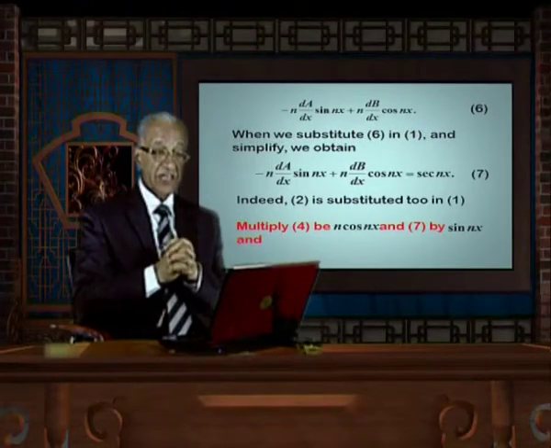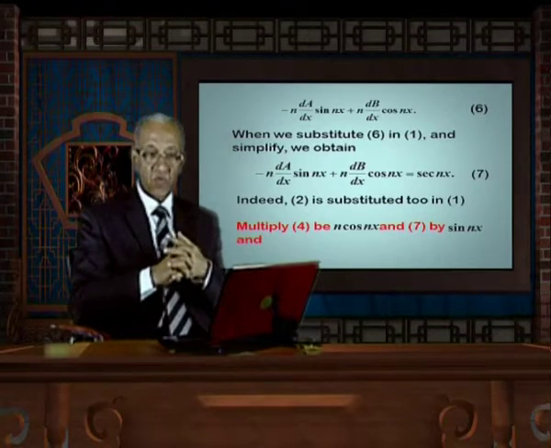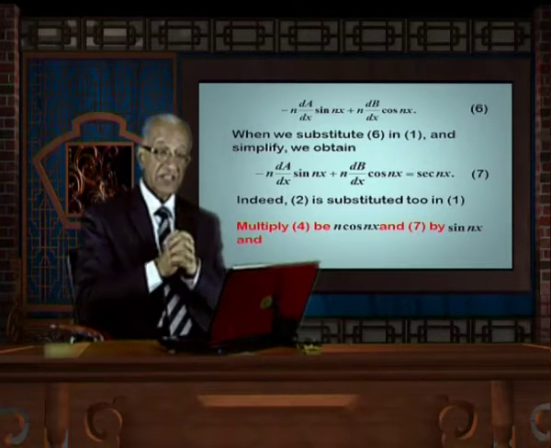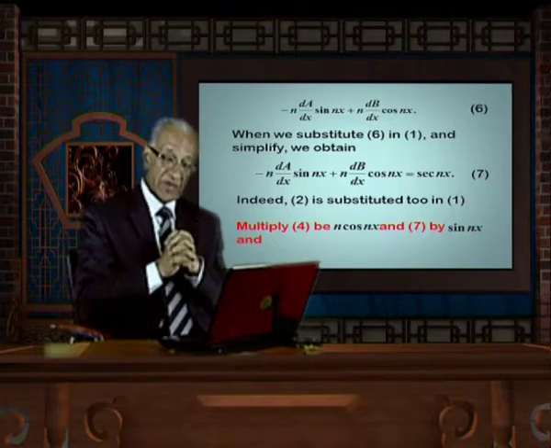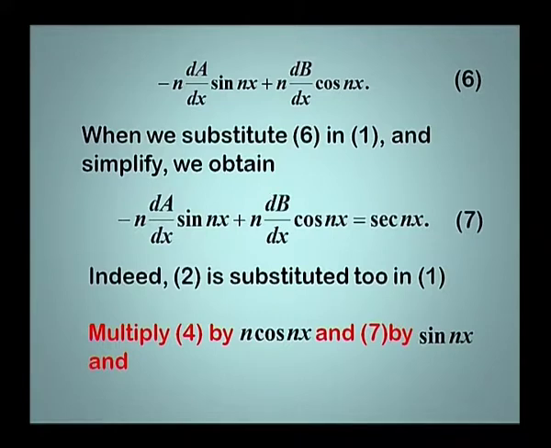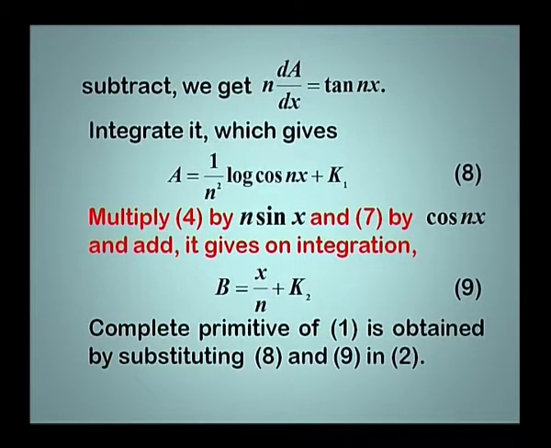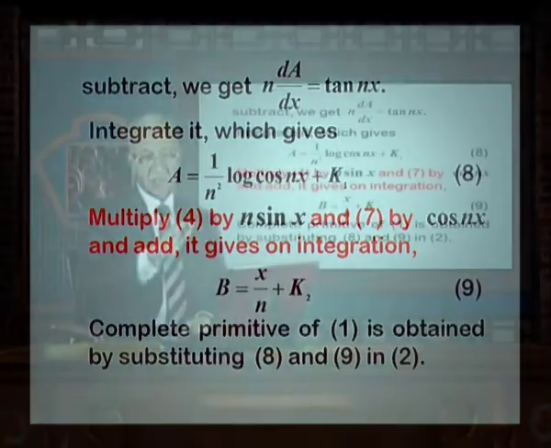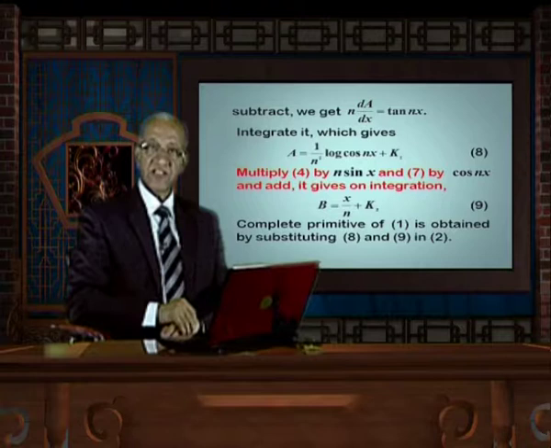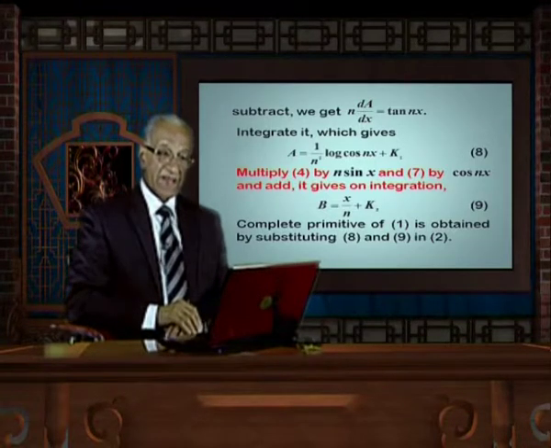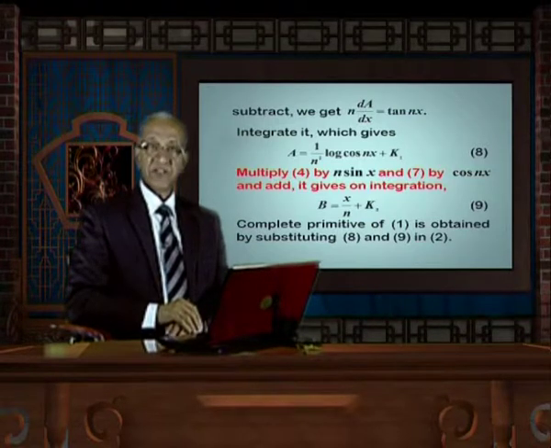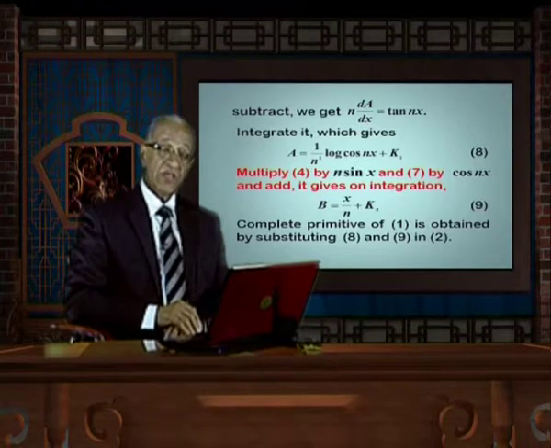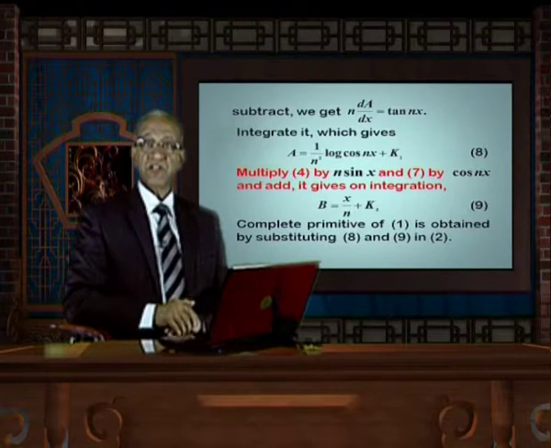Indeed, what we now write is that 2 is substituted also in equation 1. Equation 2 you can see in the preceding lines. Now we multiply equation 4 by n cos nx, and equation 7 by sin nx. And what then happens is, after multiplication, we subtract these two equations and we get n dA dx is equal to tan nx. From this particular line, n dA dx equal to tangent of nx, an elementary mathematics practitioner or a student can clearly visualize that we are going finally to integrate by the method of separation of variables.